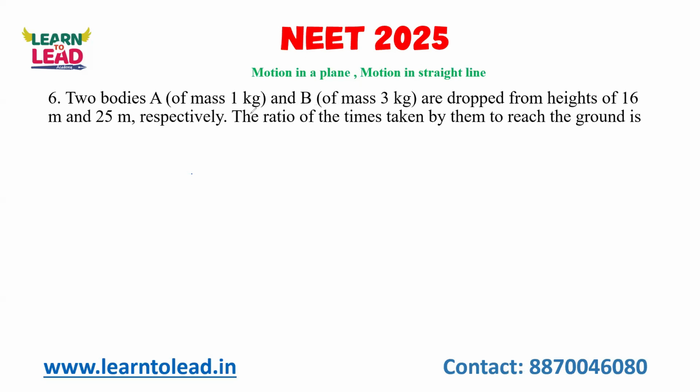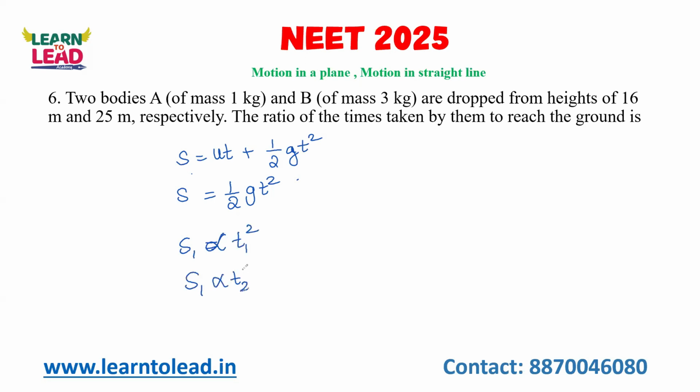Two bodies A and B are dropped from heights, and they have given the ratio of their time taken. We know the formula for distance and time taken, S is equal to ut plus half at square. Here you can take the acceleration as acceleration due to gravity, so S is equal to half gt square. There are two bodies, so S1 is directly proportional to T1 square and S2 is also directly proportional to T2 square.